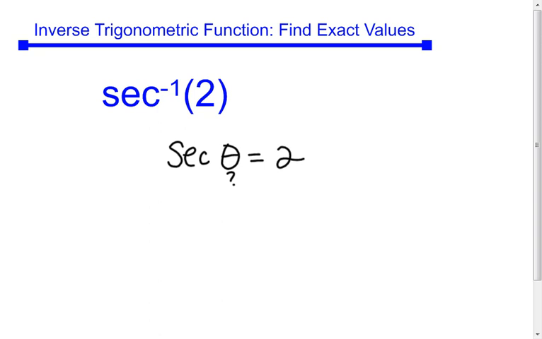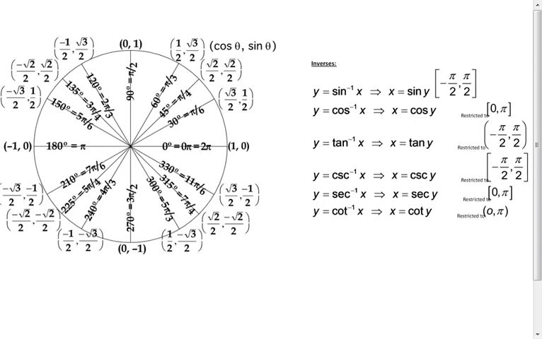And just remember my little trick. Secant is the reciprocal to cosine. And so figuring out where secant is 2 is the same thing as figuring out where cosine, or my x values, are positive 1/2. So my x values, or my cosine values, are 1/2 right here at 60 degrees, and they are also 1/2 right here at 300 degrees.